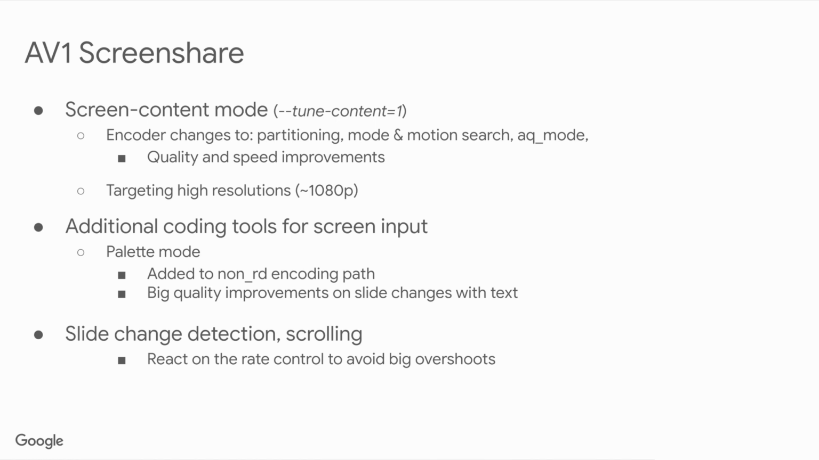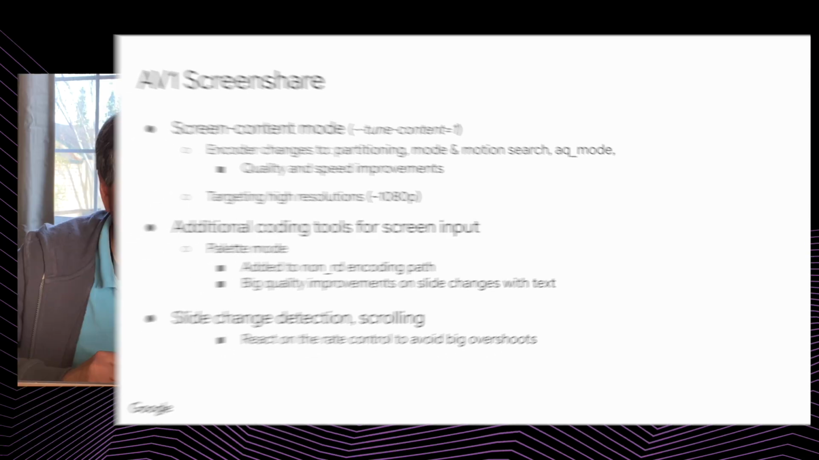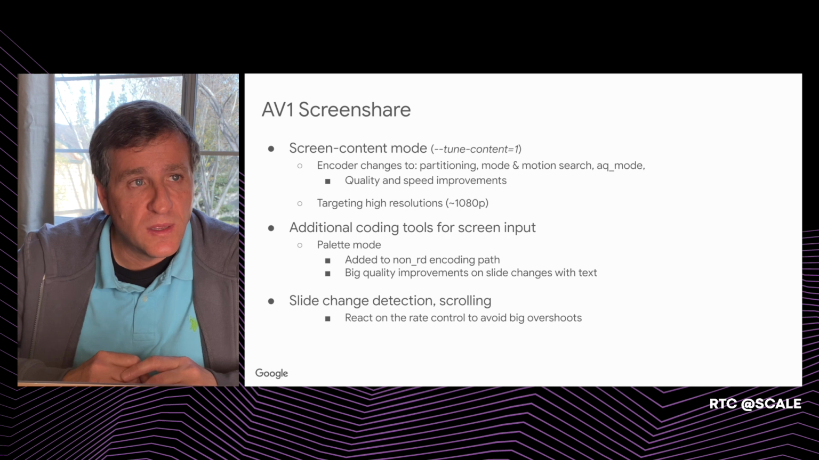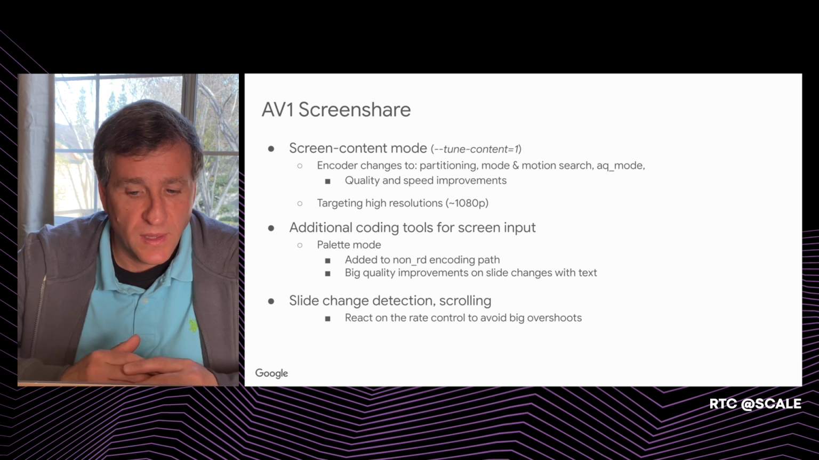We can get about 1.5 dB gains on some slide changes with text, so it's a very useful tool. Also important for screen content is to react properly when you have slide changes or scrolling to avoid big overshoots. So the CBR rate control will have some logic to react to the slide change to avoid big overshoots.